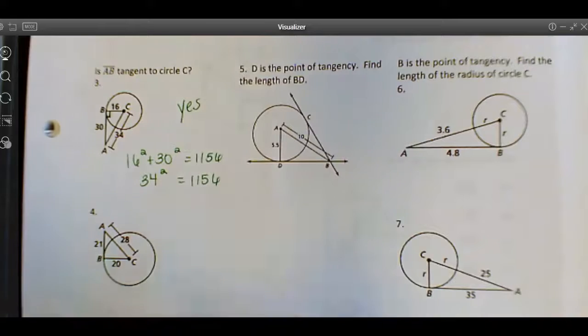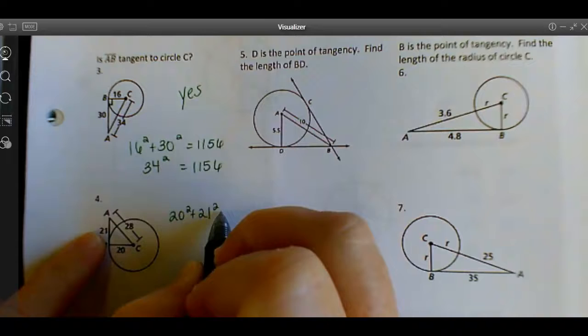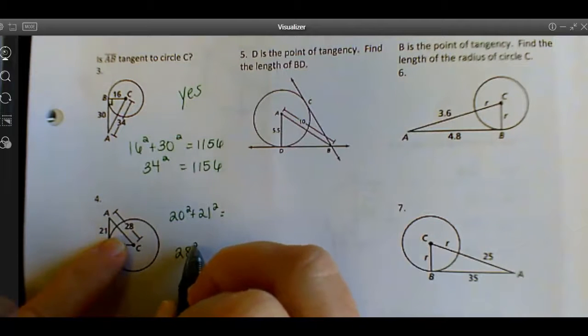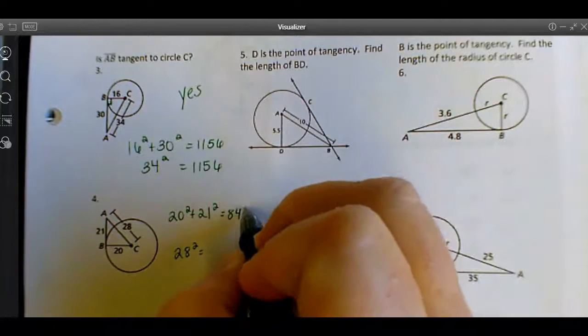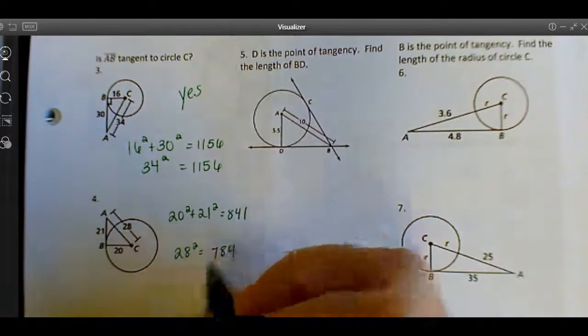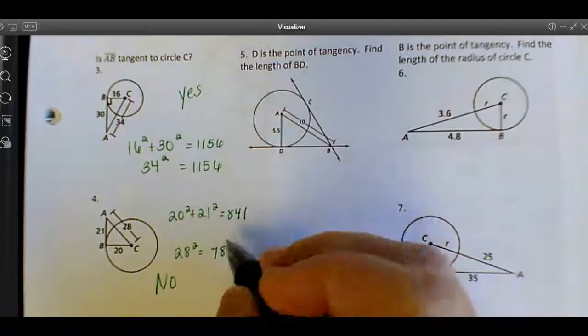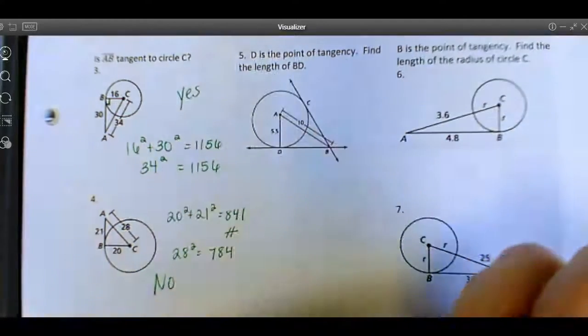Okay, so for the next one, I'm going to check 20 squared plus 21 squared, and see if that's equal to 28 squared or not. 20 squared plus 21 squared is 841. 28 squared is 784. The answer is no, because those two things are not equal. Alright, so that's how you tell if it is tangent.